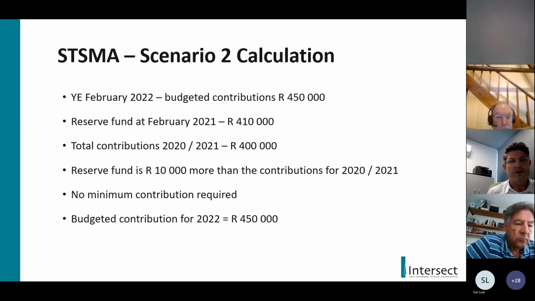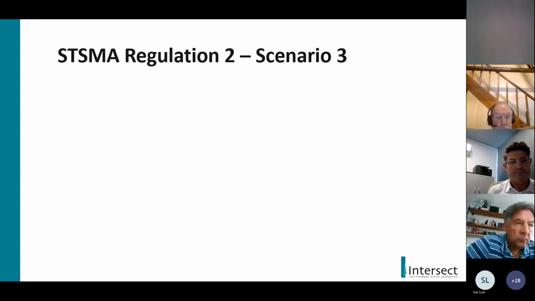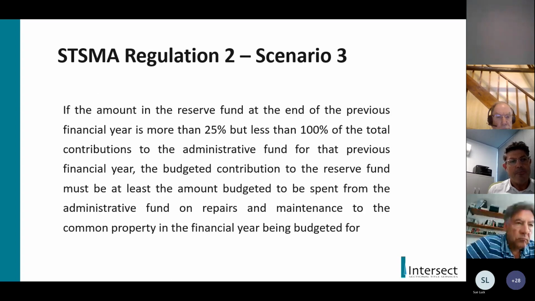It is still at the discretion of the trustees to propose and for the owners to accept if the body corporate wants to contribute an additional amount to that reserve. Scenario 3, if the amount in the reserve fund at the end of the previous financial year is more than 25%, but less than 100% of the total contributions to the administrative fund for that previous financial year, the budget contribution to the reserve fund must be at least the amount budgeted to be spent from the administrative fund on repairs and maintenance to the common property in the financial year being budgeted for.